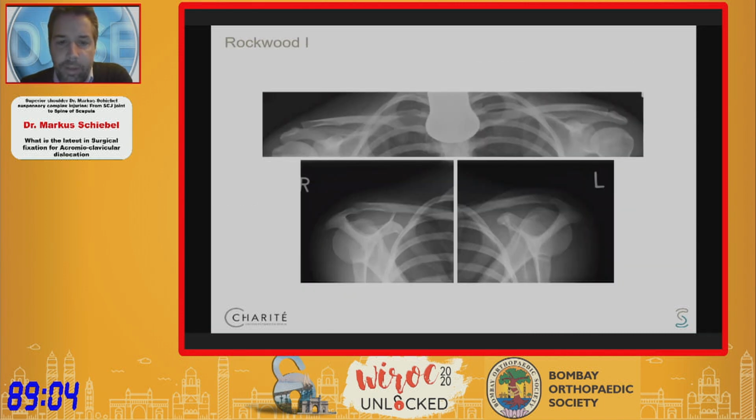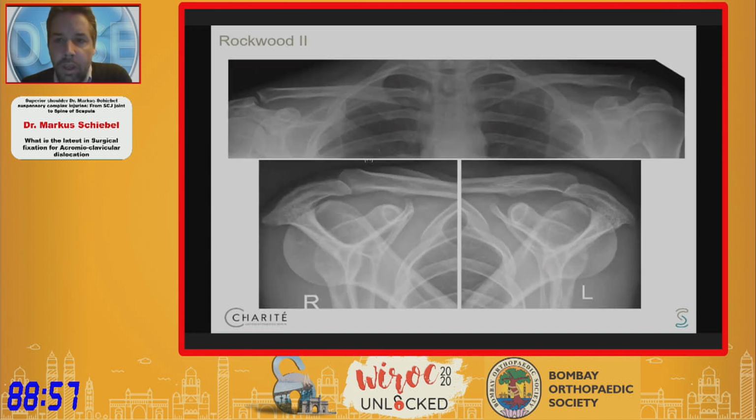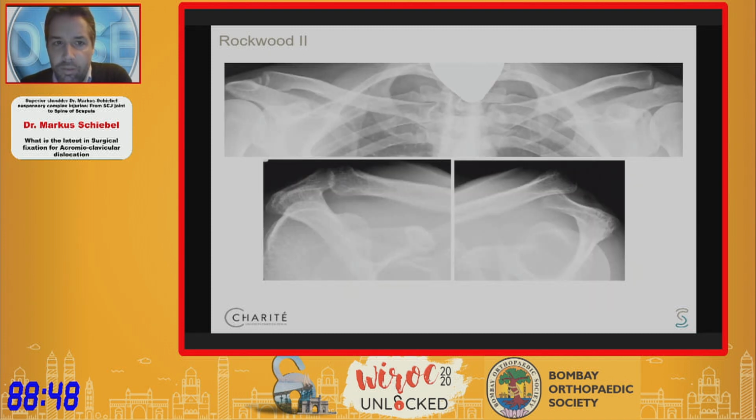So let's see some examples. This is a Rockwood type 1 injury. Patient is stable on the Alexander view. This is a Rockwood type 2 injury. You see here the CC distance is a little bit increased, and the patient is also stable on the Alexander view. This is also a Rockwood type 2 injury according to the CC difference, but this patient is grossly unstable on the Alexander view. So there is for sure a different pathology within these two patients with a Rockwood type 2 injury.